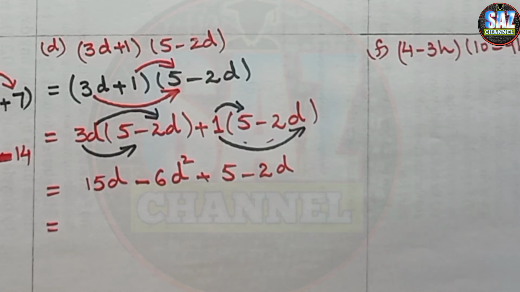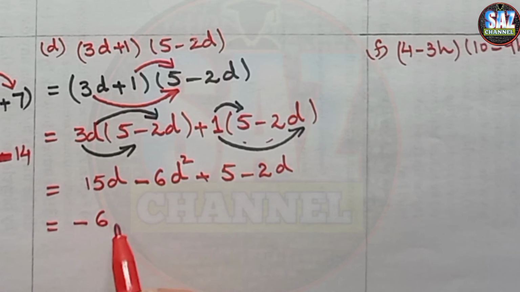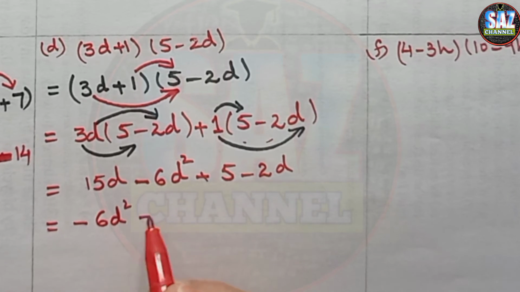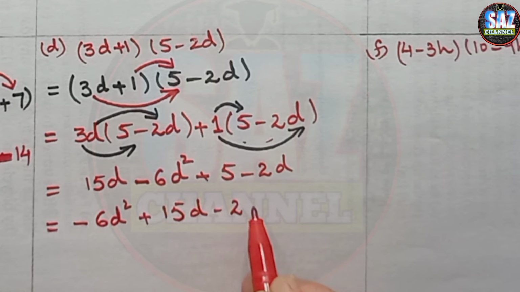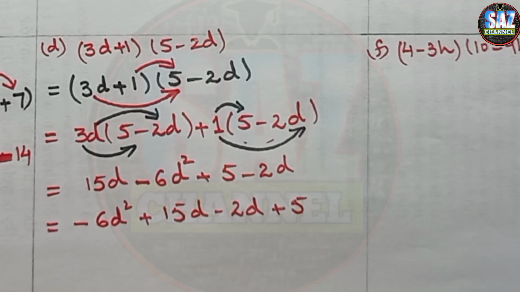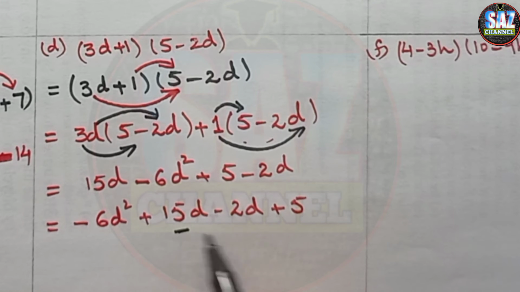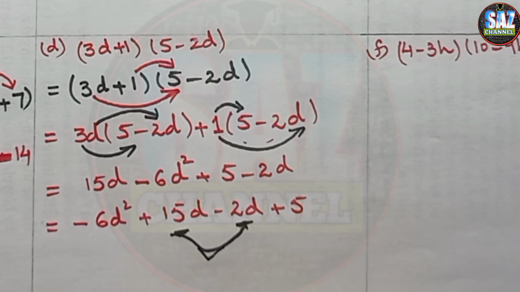I have to rearrange my expression, and I have to write down the like terms together. Minus 6d square plus 15d minus 2d and plus 5. Okay, now what we have to do is solve the like terms. Like 15d and 2d, they are the like terms, so I have to solve them in the beginning.